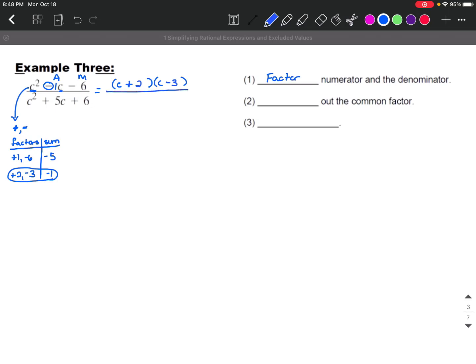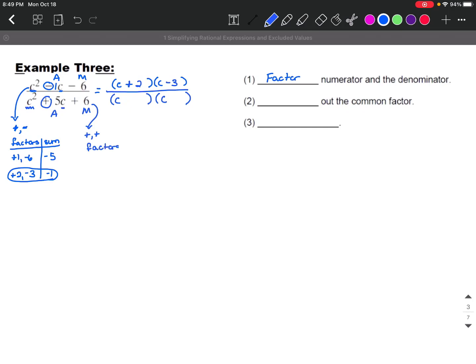Now in the bottom, we're ready to factor. We have another trinomial, so 2 parentheses. We have a c squared again with a c in the middle, so we need a c and a c in the beginning of each parentheses. And I am factoring. My 2 numbers have to multiply to a +6, which means their signs are the same. And since they're adding to a +5, they're both going to be positive.